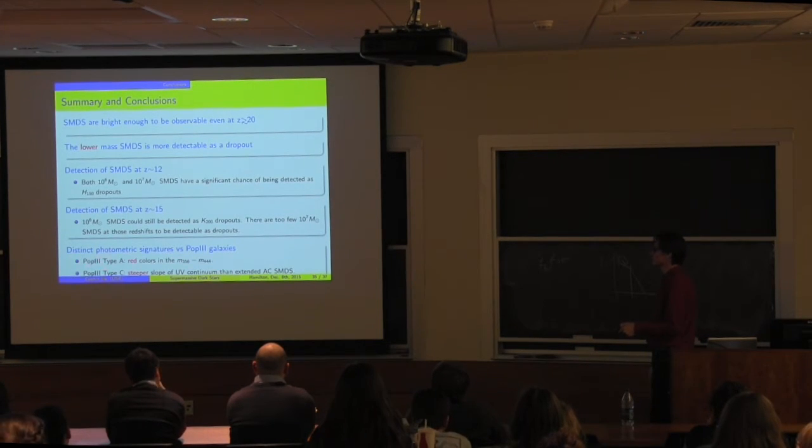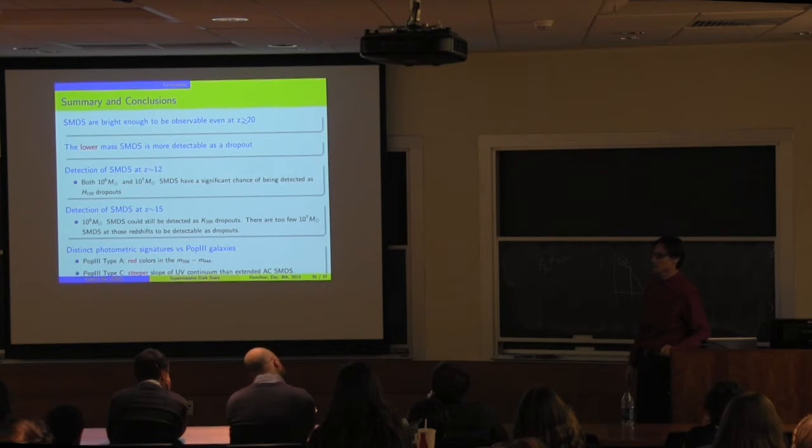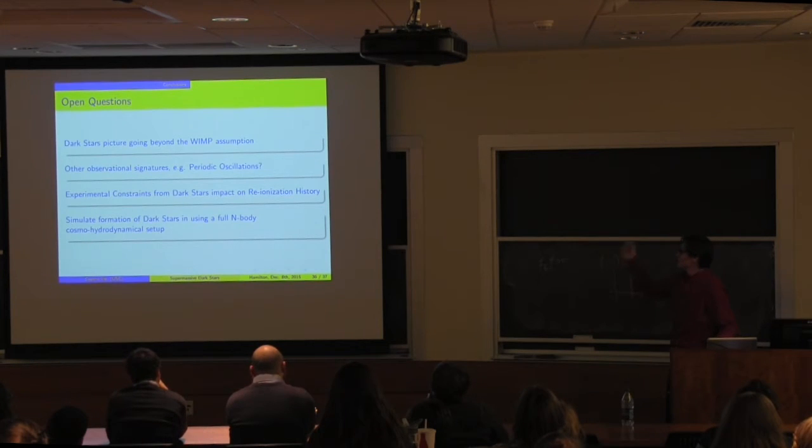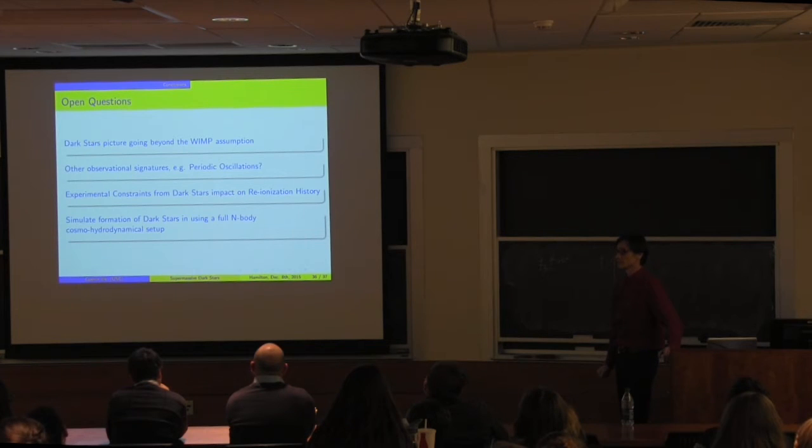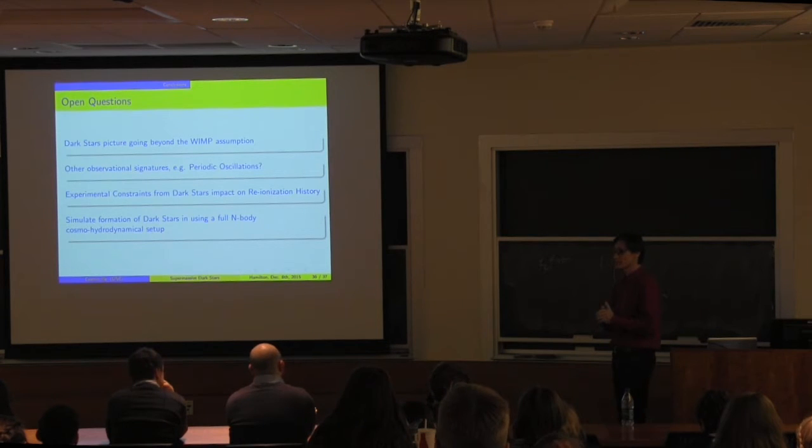You have these objects dominated by nebular emissions, so you're going to see the Balmer edge and so on and so forth, which are not transparent at all in the case of a supermassive dark star. So with this, there are some open questions. We know from current experiments, such as direct detection or indirect detection experiments, that what used to be called the WIMP miracle nowadays becomes a little bit shaky, or it's in a little bit of tension with experiments.